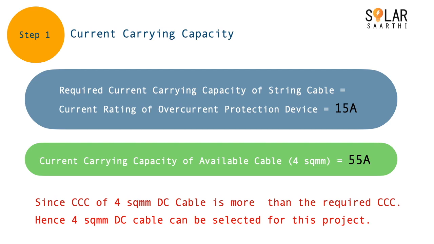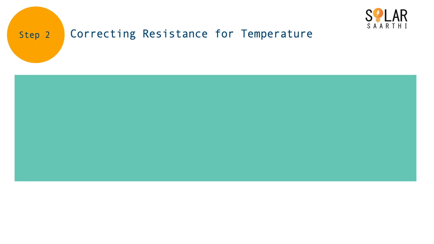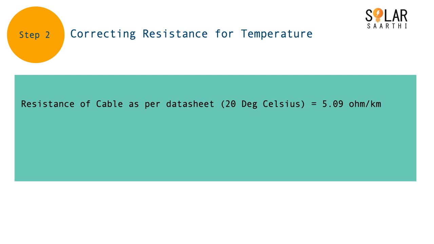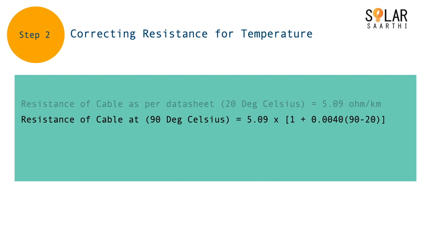The second criteria, that is the voltage drop, still needs to be calculated. Now in the second step, we need to correct the resistance of the cable. We have seen in the data sheet that the resistance was given as 5.09 ohm per kilometer at 20 degrees Celsius. So the temperature at which the resistance was provided was 20 degrees Celsius. We need to calculate that at a 90 degree Celsius temperature, that is a higher temperature, so we'll use a higher temperature formula here.